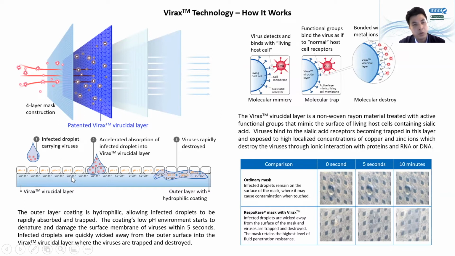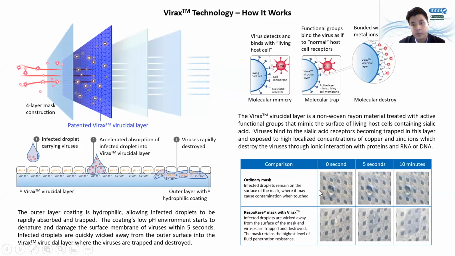Then it goes to the second layer, which is a virucidal layer. It contains copper and zinc properties, a trademarked technology, so it will kill off the virus. I will not go through the details, but basically it acts by mimicking a living host cell, so that when the virus gets absorbed, it actually gets killed. The mask that most people are wearing now doesn't kill the virus. It just blocks it off and keeps the droplet at the surface. I'll explain why that is a cause of concern later in my slides.